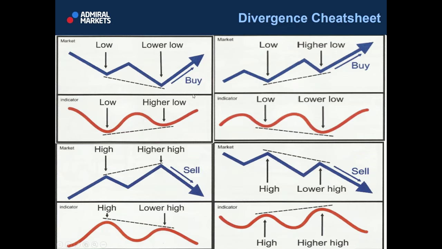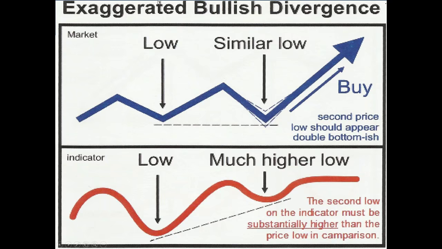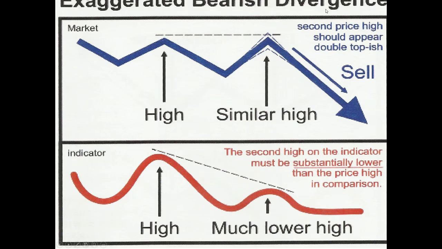And this is the cheat sheet. Regular bullish, regular bearish. Hidden bullish, hidden bearish. Once more. Regular bullish, regular bearish. Hidden bullish, hidden bearish. Regular for counter trend types, hidden for trend types. And bullish reverse for counter trend, bearish reverse for counter trend. Okay?